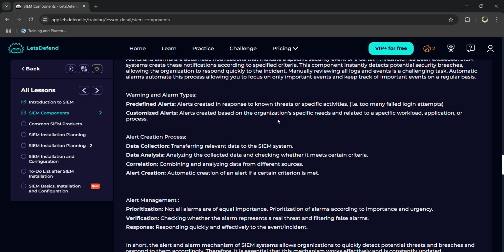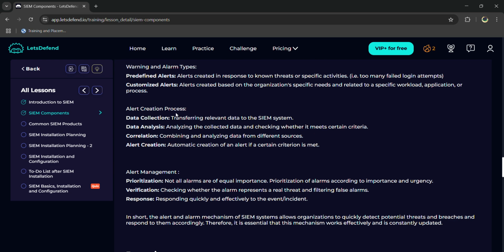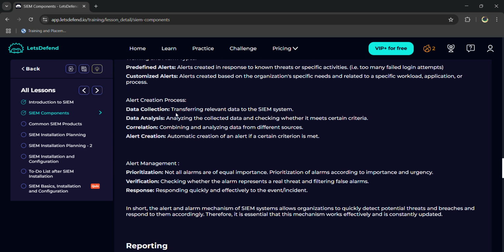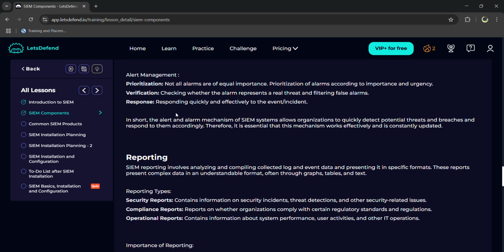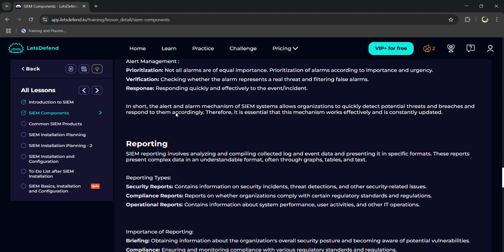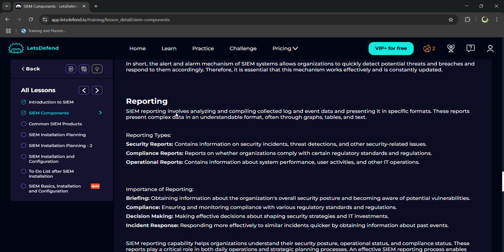So we can create warnings and alarms. There could be two types: predefined alerts and customized alerts. Predefined alerts are created in response to known threats. Customized alerts are based on the organization's specific needs, tuned to their environment. Next is the alert creation process: data collection, then analysis, then correlation, and then the alert is created. How is it managed? It is managed based on priorities, and on verification, whether it is a real threat alarm or a potential false positive. Then we quickly respond to that incident.